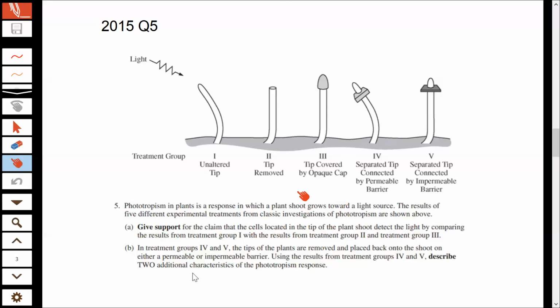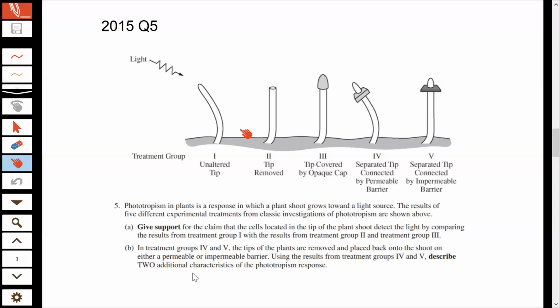Okay, in treatment groups 4 and 5, the tips of the plant are removed and placed back onto the shoot on either a permeable or impermeable barrier. With the permeable barrier, things can get through, and with the impermeable barrier, things cannot get through. Using the results from treatment groups 4 and 5, describe two additional characteristics of the phototropism response.